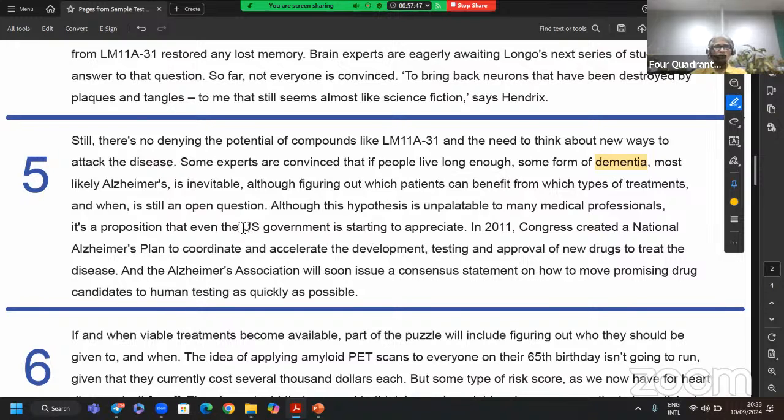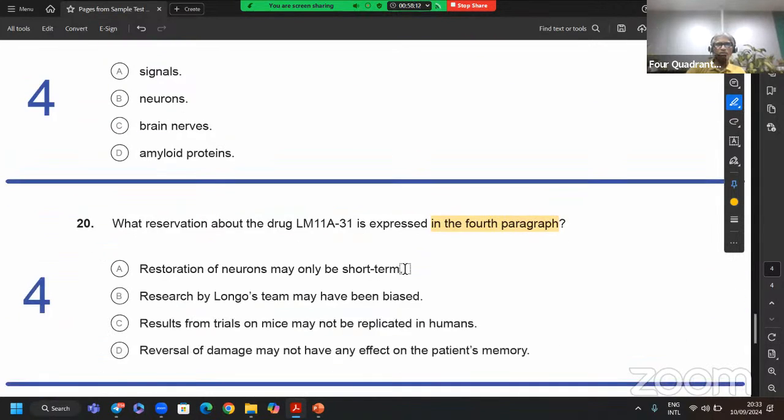You can see here US government is one group, the government group, and these medical professionals are another group. And you can see, some experts is one group. So they are talking about groups, and that's very clear. So we can finalize this one to paragraph number 5.